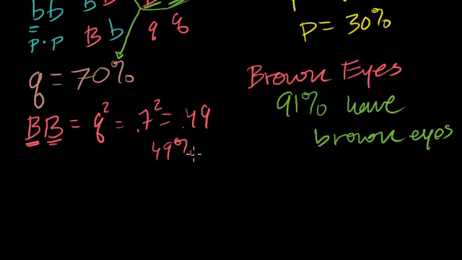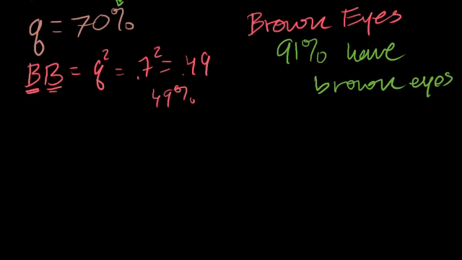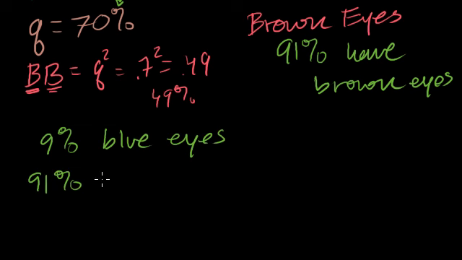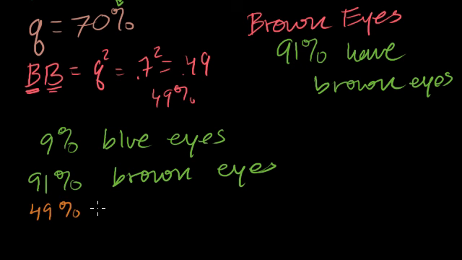49%. So just starting from that one idea, that 9% have blue eyes, we've already been able to deduce that 91% must have brown eyes. And of the 91% brown eyes of the whole population, 49%, this isn't 49% of the 91, this is 49% of the population, are homozygous dominant.